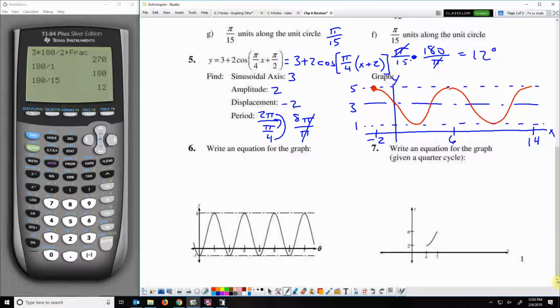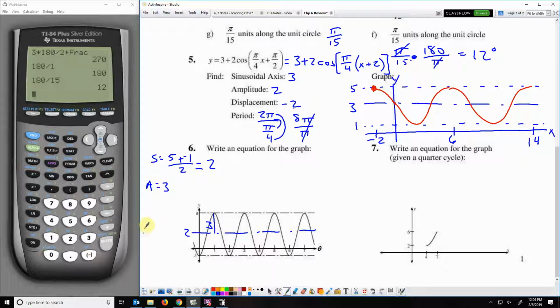Okay, number 6, write an equation for this graph. I need to find out what that sinusoidal axis is. The maximum is 5, the minimum is -1. If I find their average, 5 plus -1 over 2, that will give me the sinusoidal axis. So that's 4 over 2, which is 2. The sinusoidal axis is 2. The amplitude, how far it goes above or below that axis, 5 minus 2 is 3, so my amplitude is 3.